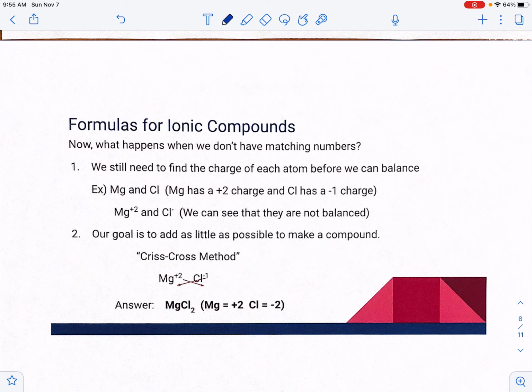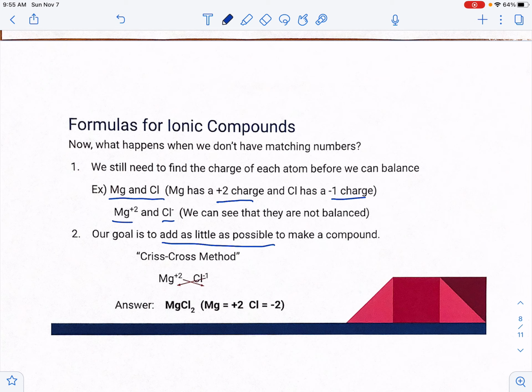So if I gave you something like magnesium and chlorine, my very first step would be to look on that periodic table and see that magnesium has a +2 charge and chlorine has a charge of -1. Now, hopefully you can see that +2 and -1 are different. So that means they are not balanced. Our whole goal is to make them balanced while adding as little as possible. I don't want 17 magnesiums and 14 chlorines. I want to make this as easy as possible.